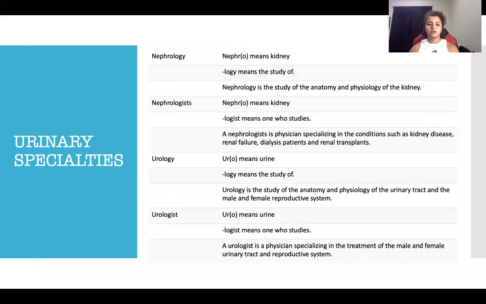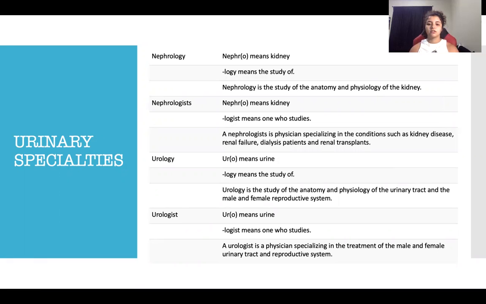So here are some urinary specialties. So we have nephrology, nephrologist, urology, and urologist. And to break down these words, for nephrology, nephro means kidney, logy means the study of, and altogether this word means the study of the anatomy and physiology of the kidney.